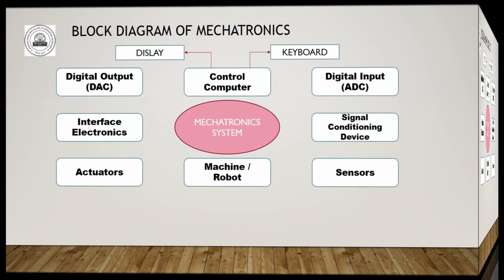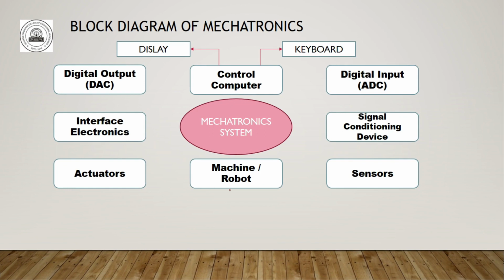So here we can see that this machine or robot is nothing but your mechanical part, then actuators are nothing but your electrical part. Sensors, signal conditioners, digital input, digital output, and interface electronics are nothing but your electronics components, and computer control or computer system is your computer part. So this is how the mechatronic system consists of four different elements.